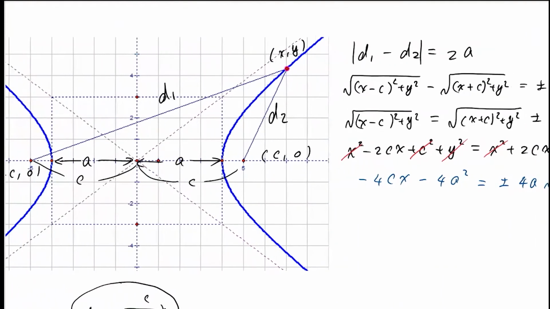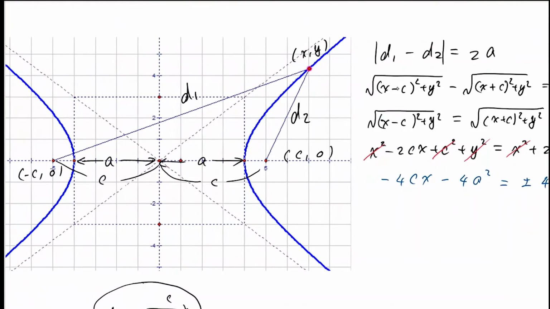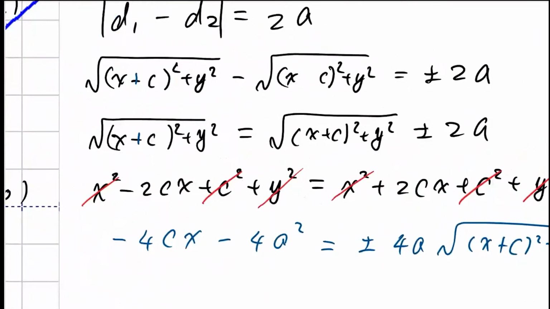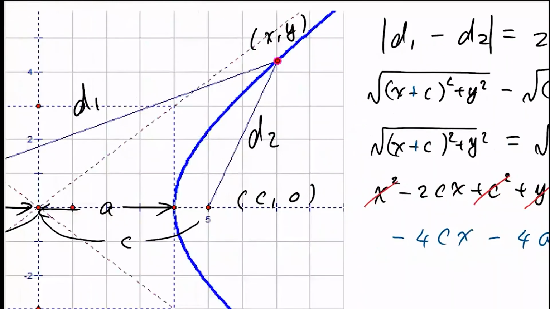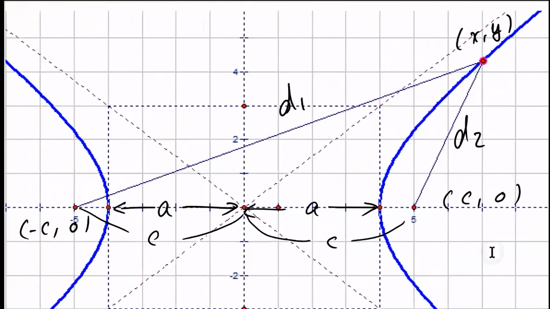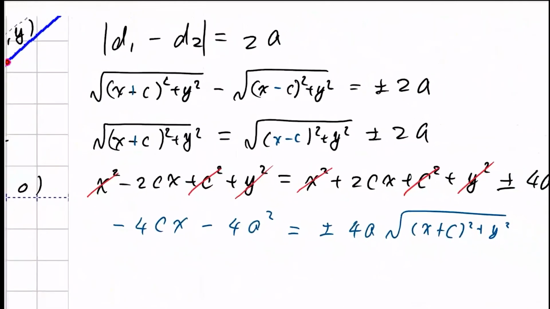D1, oh yeah, here's my mistake. D1 is this one on the left, right? So this should be plus, and the other one should be minus. You know what I'm saying? The way I drew it up in the picture. So this is minus. You guys all got that mistake? Because in the picture here, D1 is the longer one with the negative C here. You get it? Okay. See, that was what's wrong with it.